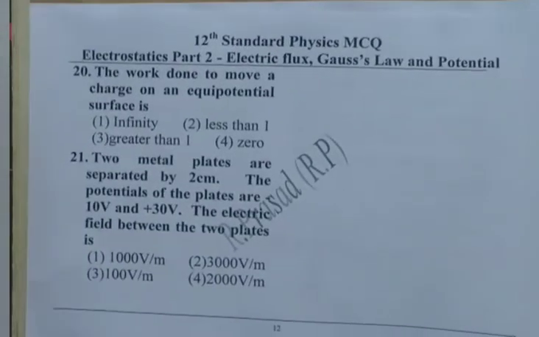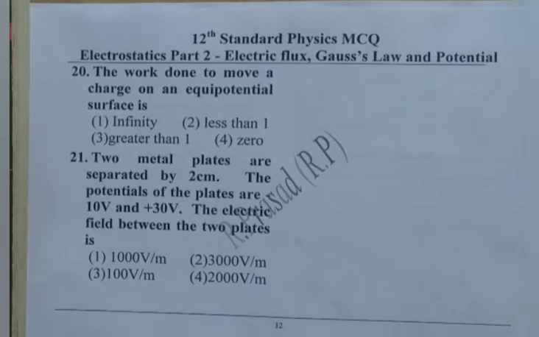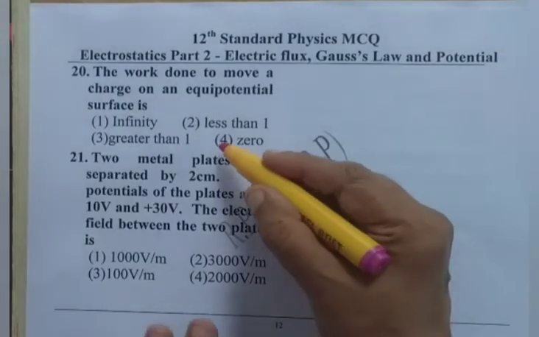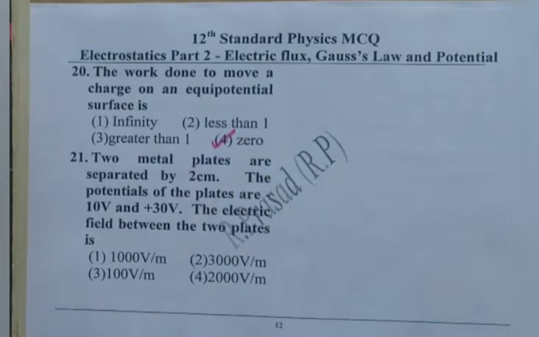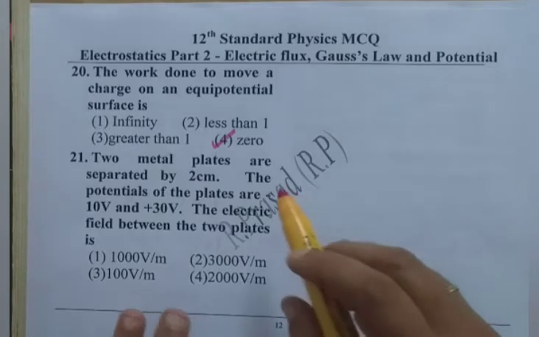We read the 20th question. Work done to move a charge on an equipotential surface is, you know it's a knowledge based question. Option 4, because equipotential means zero potential difference, no potential difference. That means no question of work done, because work done is nothing but potential difference into charge. As there is no potential difference, no work done, answer is 0.